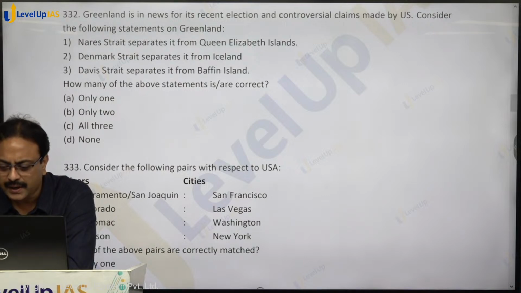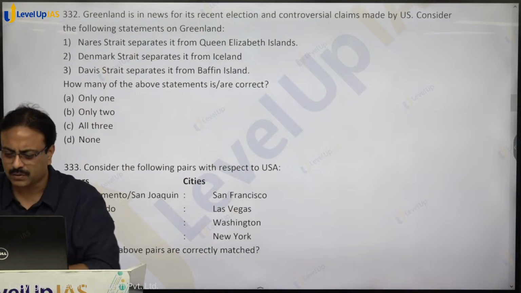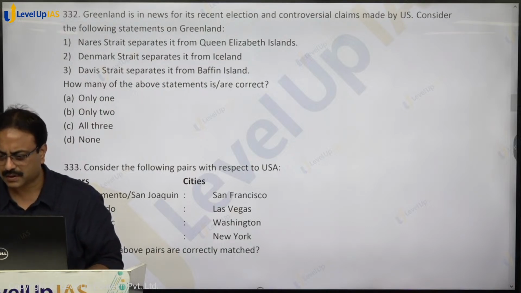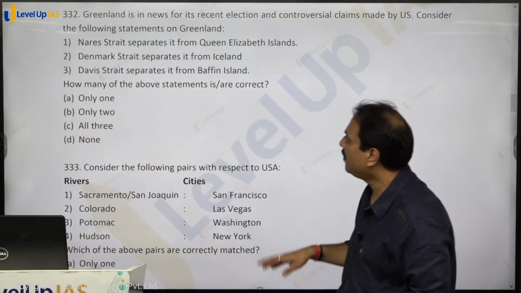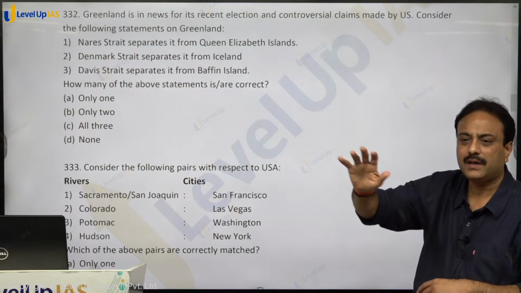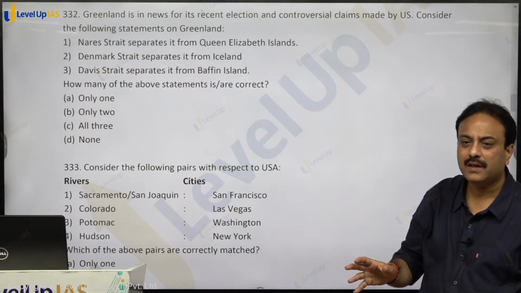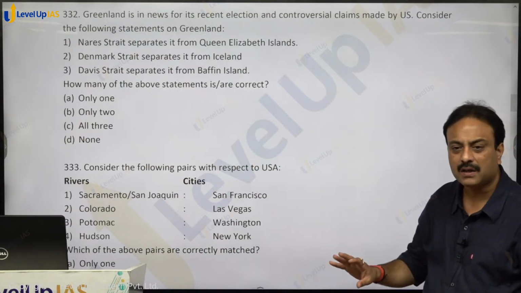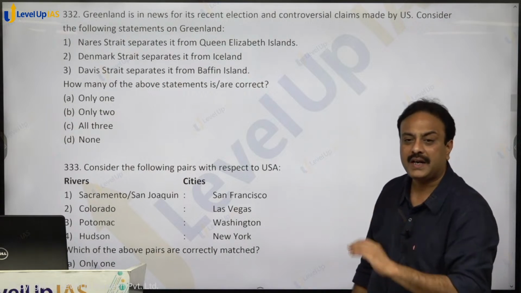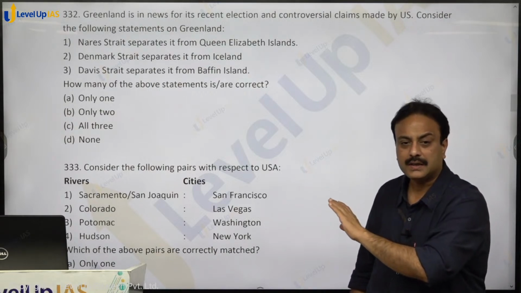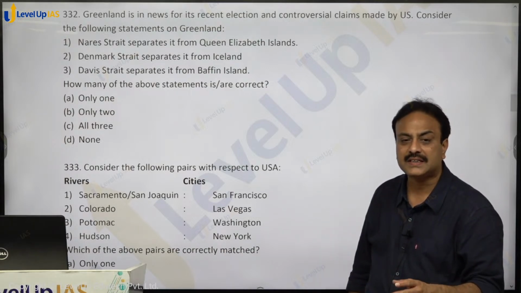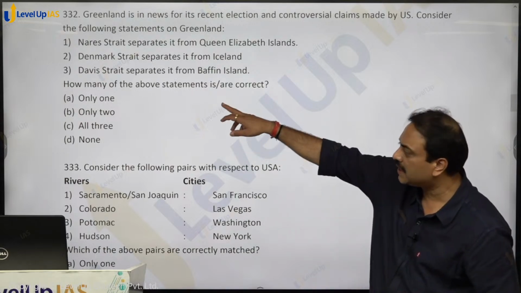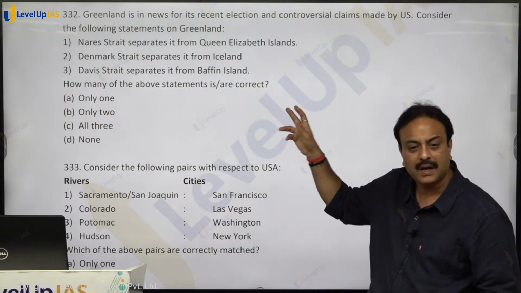Mount Vesuvius turned active a few years back also. It is something new. Have a look. Greenland. Can you memorize Greenland? Greenland is a part of Denmark. On the eastern side of Greenland you have the oceanic area. On the southeastern side you have Iceland. Between Iceland and Greenland, the water body is the Denmark Strait. Written in statement 2, Denmark Strait separates it from Iceland.